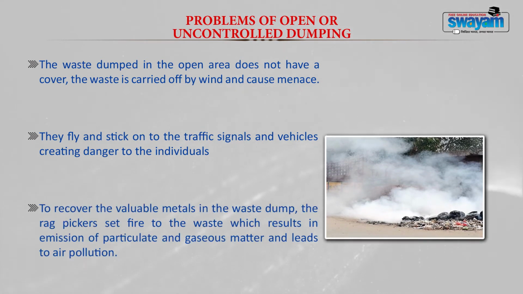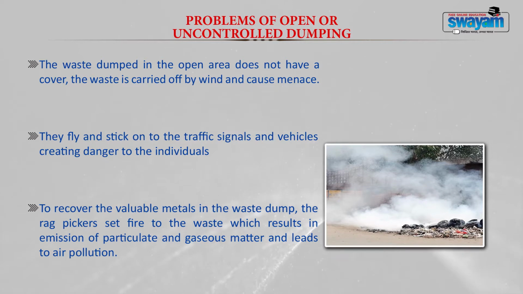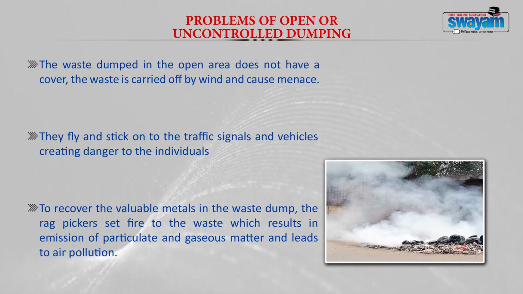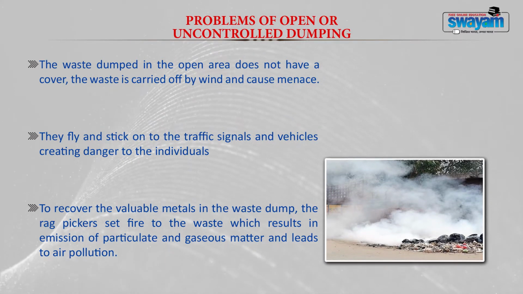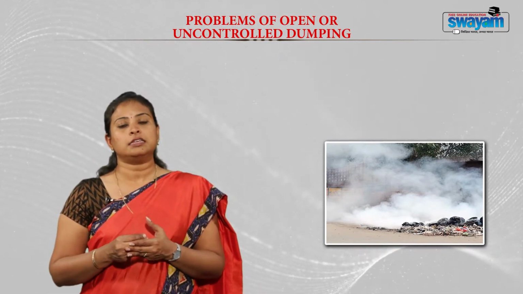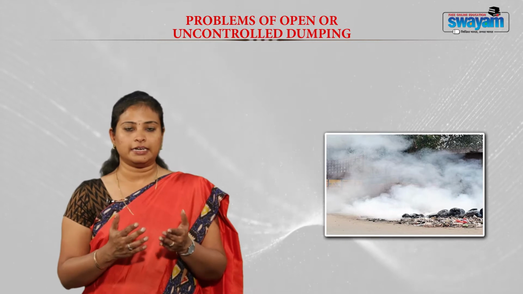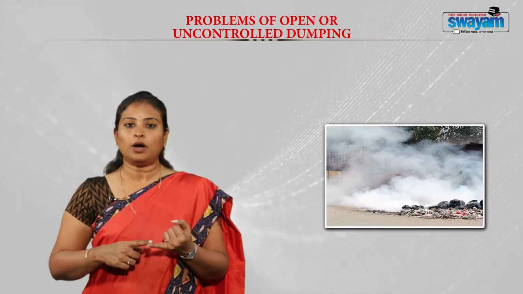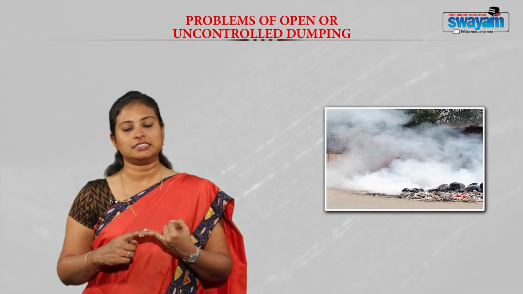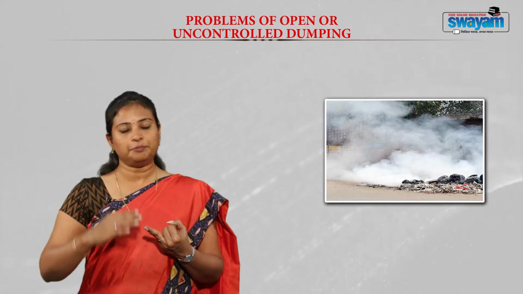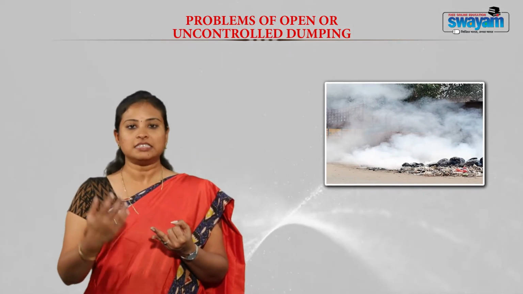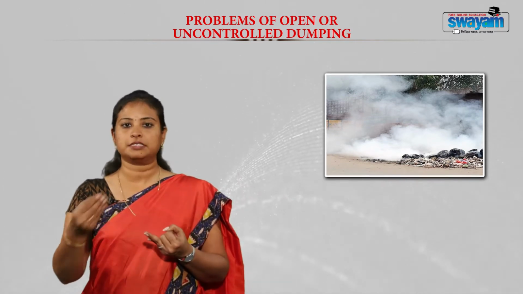To recover the valuable metals present in the waste dump, the rag pickers set fire. This results in the emission of particulate matter and other gaseous emissions causing air pollution. In addition, sometimes wherever the waste is piled up, you can see some smoke coming up. One reason can be the rag pickers who set fire. The other reason is that when the waste is being compressed and compressed, the air which is there causes combustion. As a result also the smoke keeps coming out.